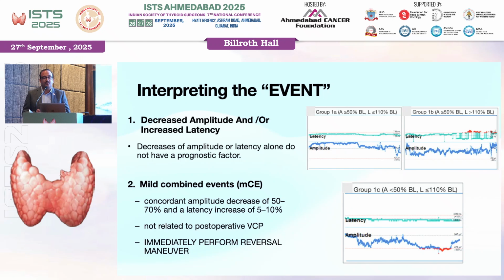A combined event is when both your amplitude and latency change. In mild, there would be less than 50% amplitude decrease from the baseline, and a latency increase of 5 to 10% of the baseline. If you have these, this is basically the first warning that the machine gives you to change your surgical technique. So the moment you go into mild combined events, the machine goes yellow. It tells you something is not working fine. You need to change your traction, your retraction, your exposure, so that these do not convert into severe events. And this is where there is a window of opportunity for the surgeon to prevent nerve palsy.